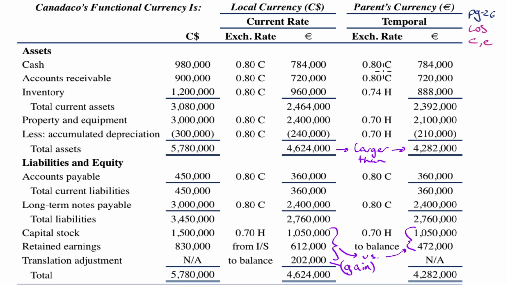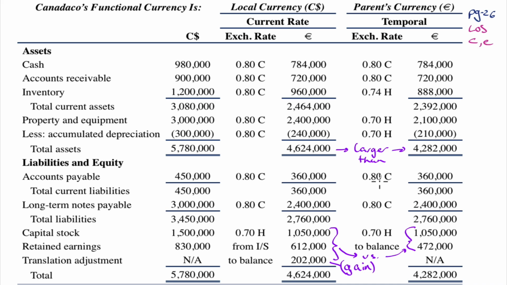So if it's a monetary account, we'll use the spot. Cash is monetary, accounts receivable is monetary, but inventory is not. We must use the average method of the rates when inventory was purchased, 0.74. Property, plant, we must use historical cost, less accumulated depreciation. We know that's historical as well.